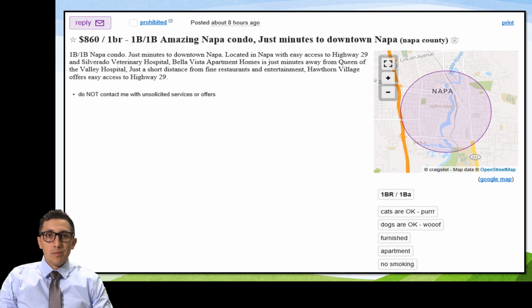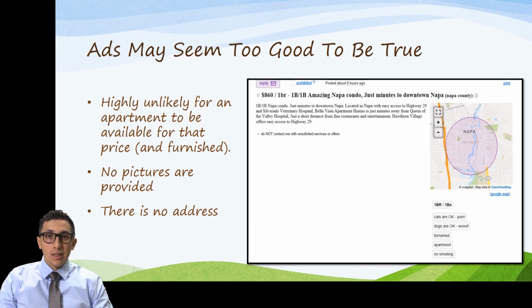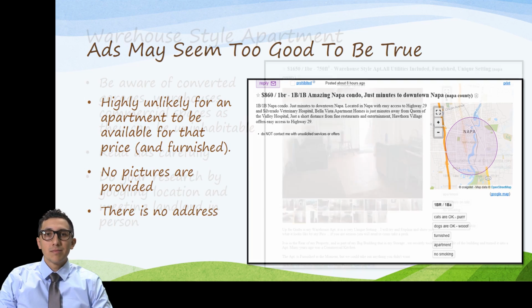Here's another example. Pause the video to see if you could identify anything odd. One thing that is very suspicious is the extremely low price of the unit, especially for where it is located. It is highly unlikely for an apartment to be available for that price and be furnished. There are also no pictures and no address.